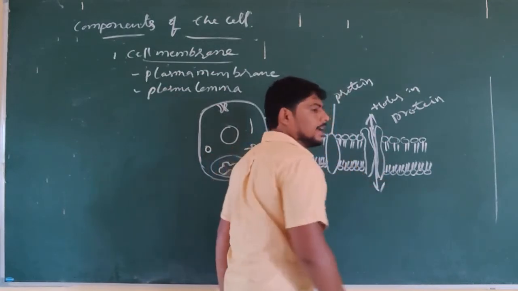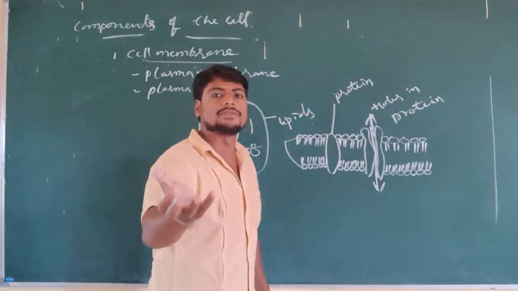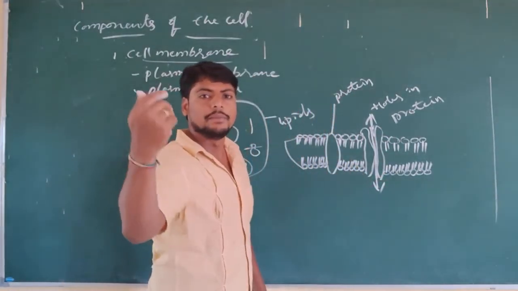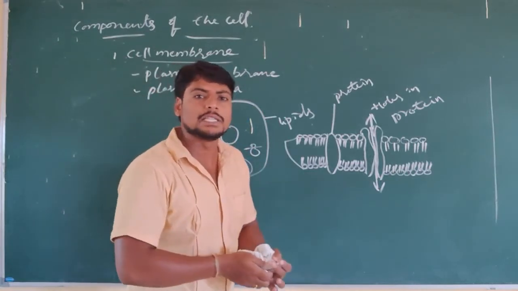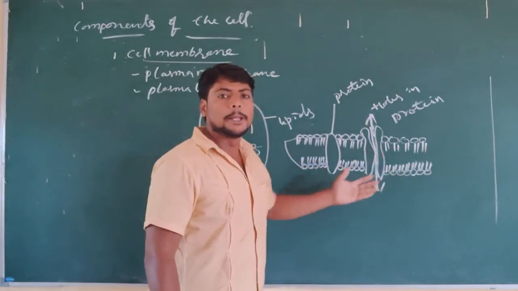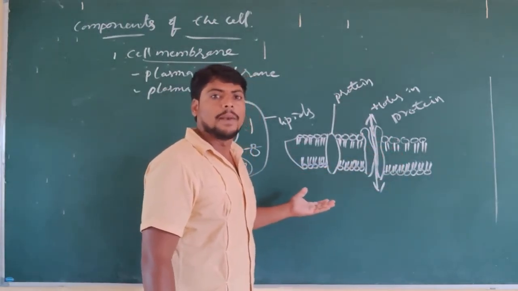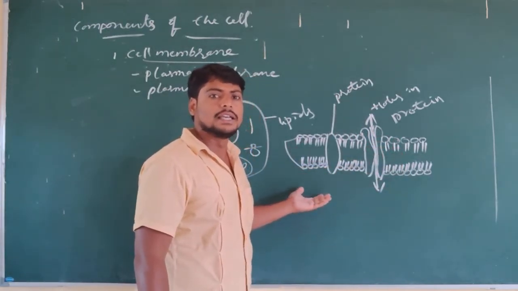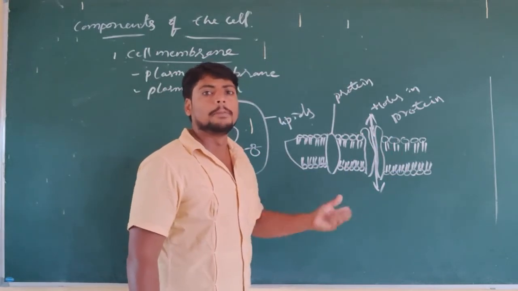Anything can occur. It is the exchanging of materials from outside to inside, and from inside to outside, that is possible through this plasma membrane. That's why the plasma membrane is also called a selective permeable membrane.